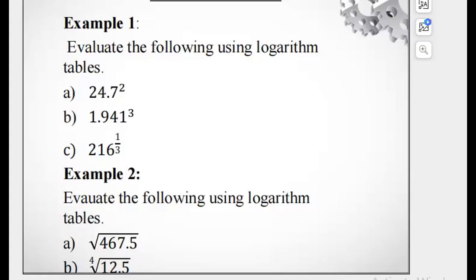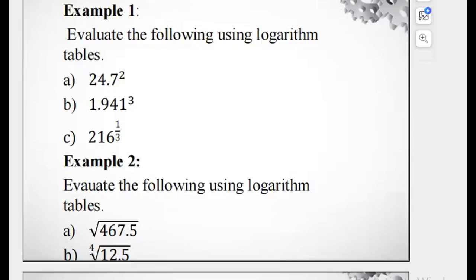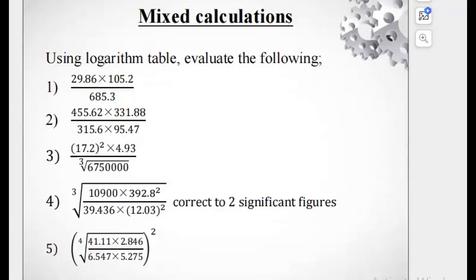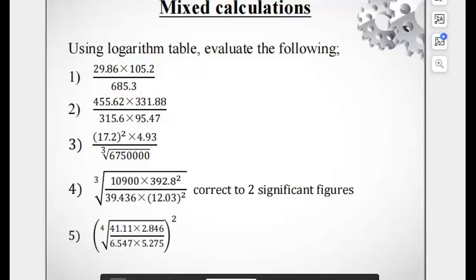So having solved this problem, let's look at the next thing here. Let's look at cases where we could be given mixed calculations. So let's try these examples when there are multiplication, division, roots, and powers all at the same time. So let's see how we can tackle this problem. Let's attempt them one by one.